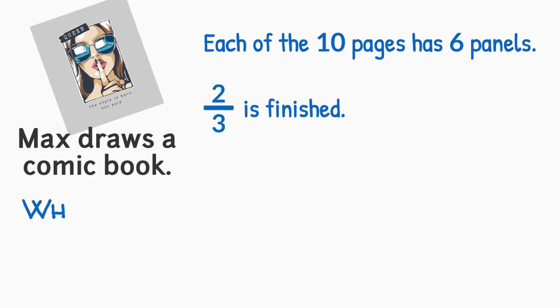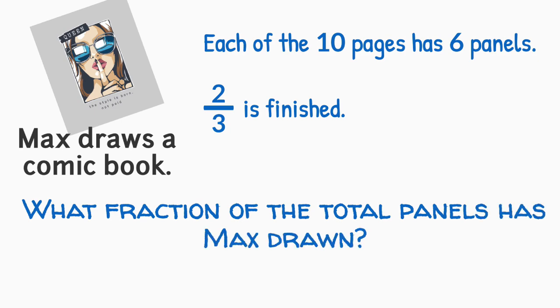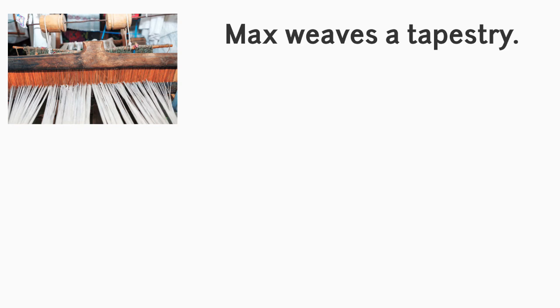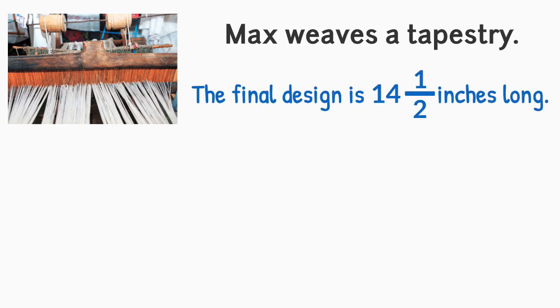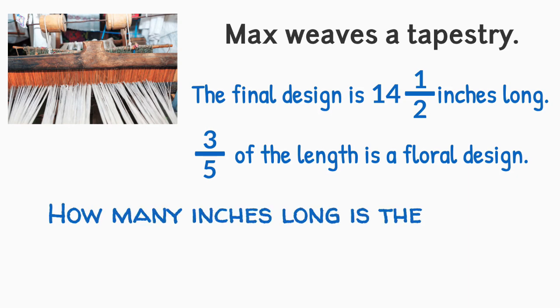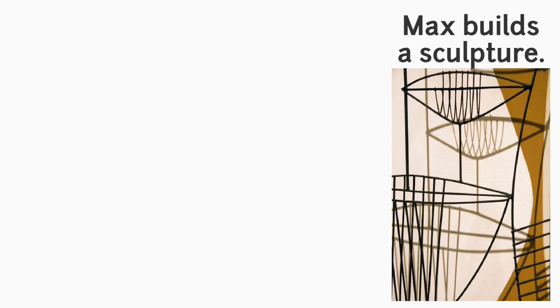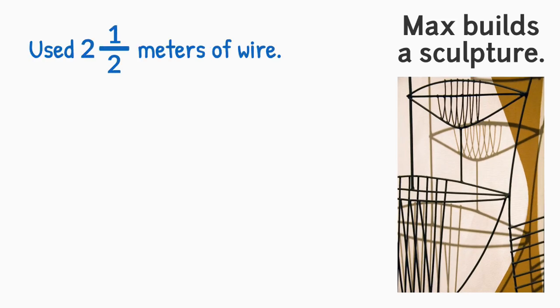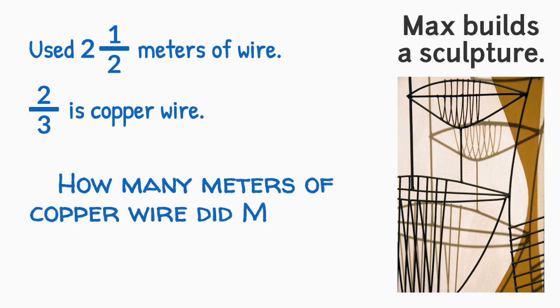Max is drawing a comic book. Each of the 10 pages has 6 panels, and Max has finished drawing 2/3 of the panels. What fraction of the total panels has Max drawn? Max is weaving a tapestry. The final design is 14 1/2 inches long. 3/5 of the length is a floral design. How many inches long is the floral design? Max built a sculpture and used 2 1/2 meters of wire. 2/3 of that were copper wire. How many meters of copper wire did Max use?